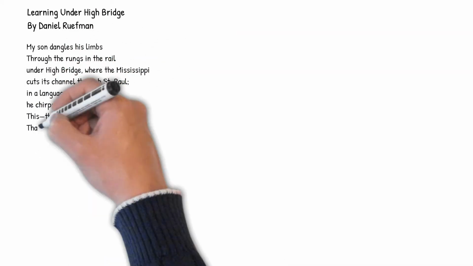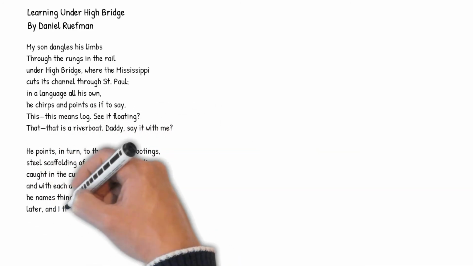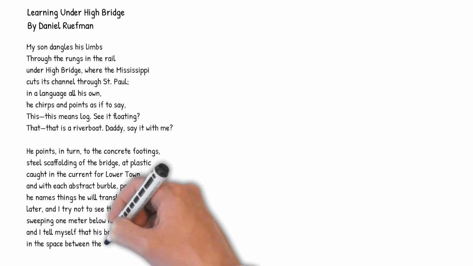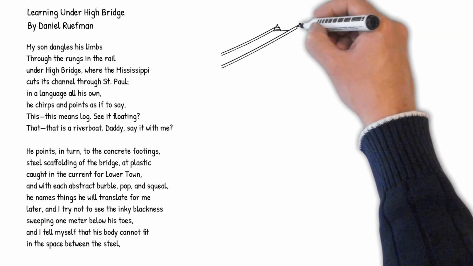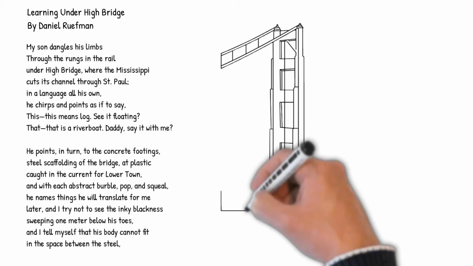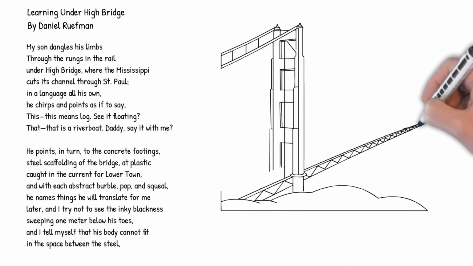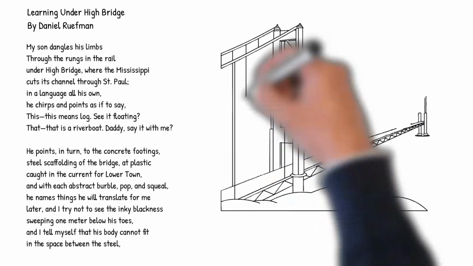My son dangles his limbs through the rungs in the rail under High Bridge, where the Mississippi cuts its channel through St. Paul. In a language all his own, he chirps and points as if to say, This means log. See it floating? That is a riverboat. Daddy, say it with me.